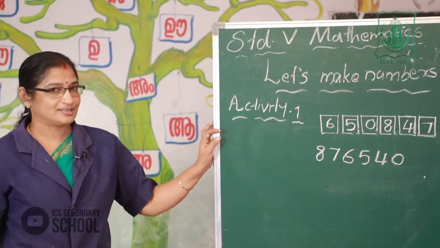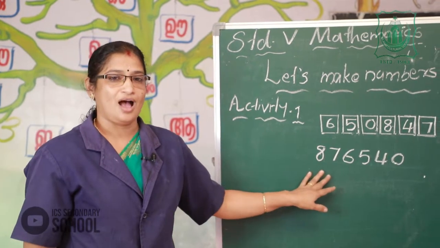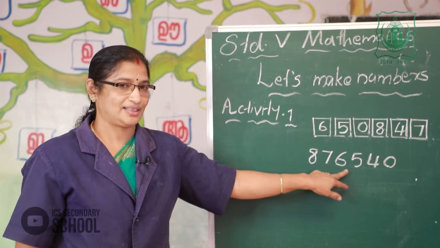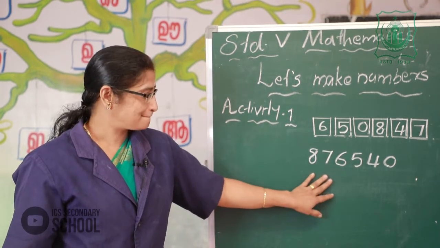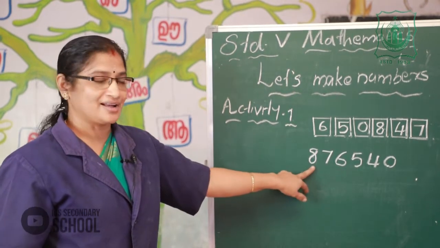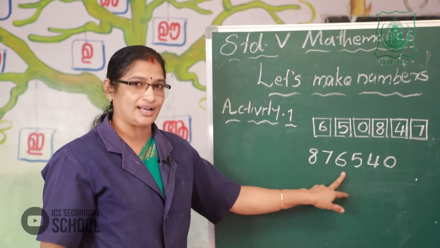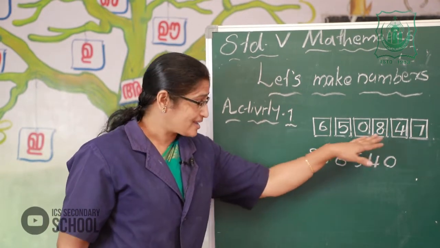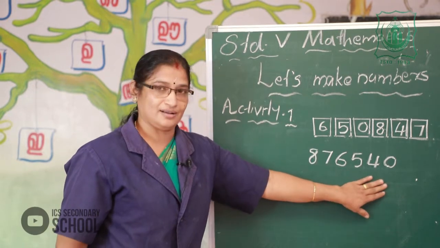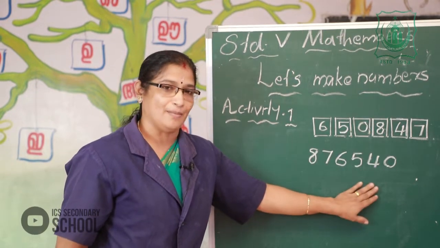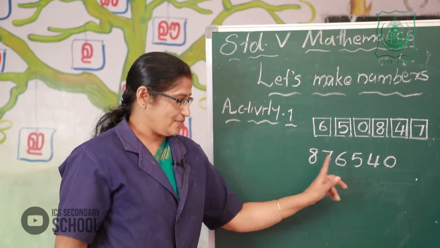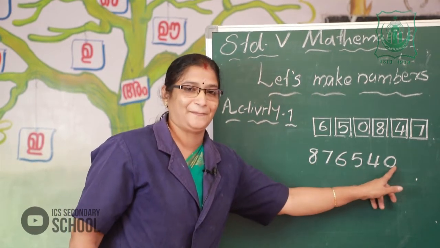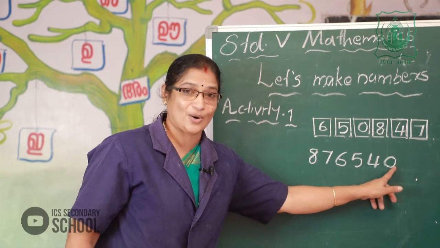Then we get the largest number. How can we read this number? Yes, Fatima, read this number. 8,76,540. We make this largest number. 8,76,540. Got it? Any doubt?